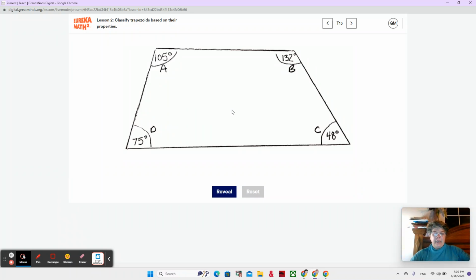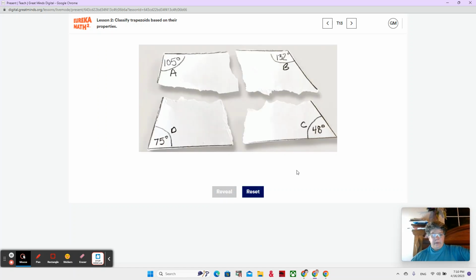You see that? I think you'll be able to see it on here. There we go. So you're just going to cut it so that you have the four corners and they're all marked A, B, C, and D. Make sure that they're marked before you cut them. Okay, very good.